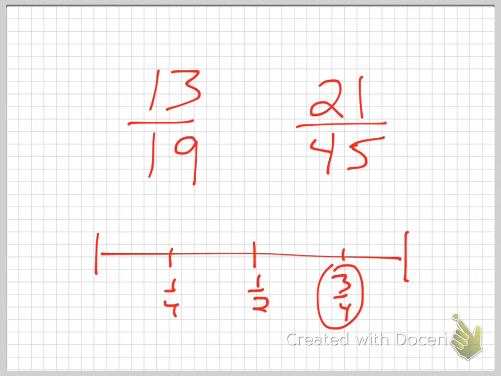What about 21 45ths? What do you know is true about that? It's less than half, just barely. It's just barely less than half, so that means it's going to be right around in there. Well, then without doing anything else, which one's bigger? 13 19ths is bigger. Does that make sense? That's with you not doing any math at all. That's just you thinking and figuring it out.